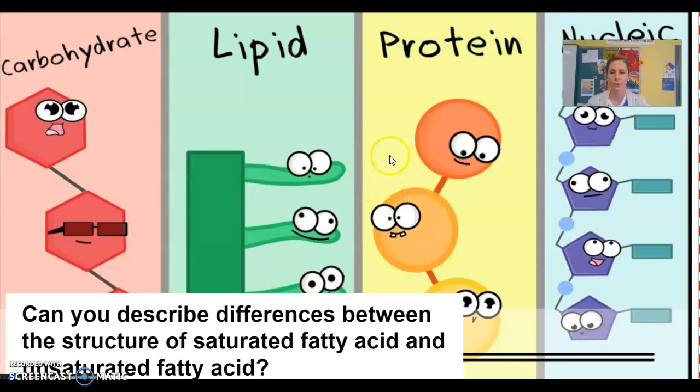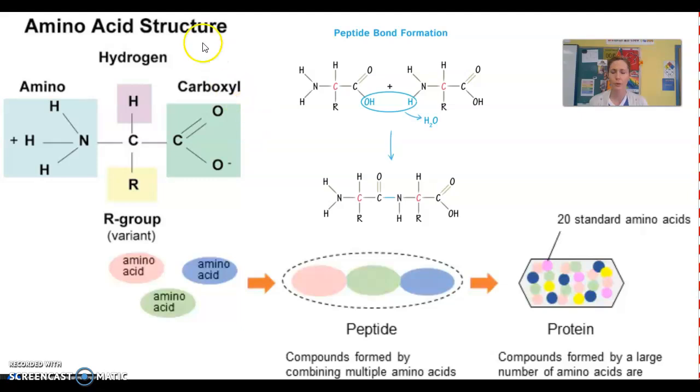Let's move on to proteins. So proteins are made up of a monomer of amino acids. Amino acids are really important to the building of our bodies. Our bodies are made up of a significant amount of protein, and they are made up of various amino acids.